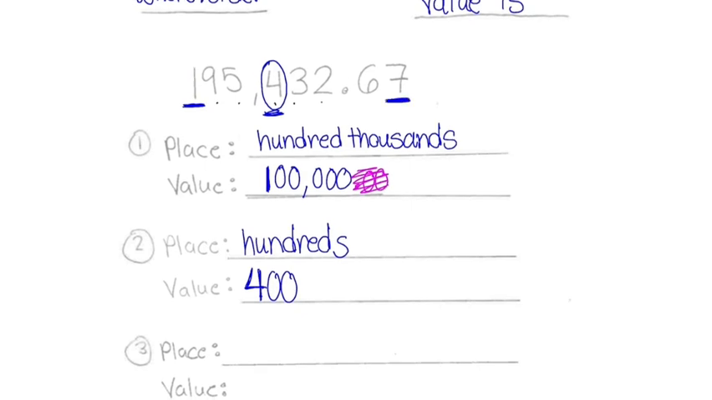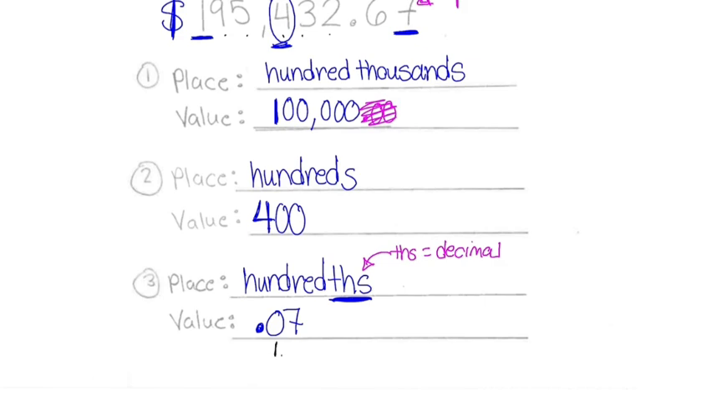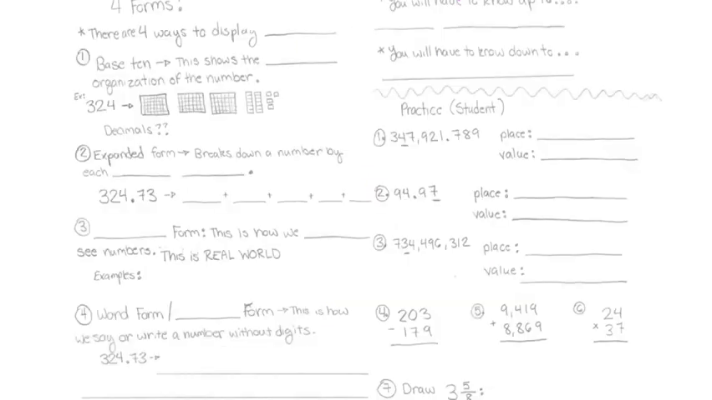Now the last one over here we're going to talk about, imagine this is a dollar amount. This 7 is worth like pennies, and that's called the hundredths place. Notice it's going to have the THS, which means it's a decimal. It's going to be 0.07 because it's going to take 100 pennies to make a dollar. So that's why it's the hundredths place. So think about that as 7 pennies.